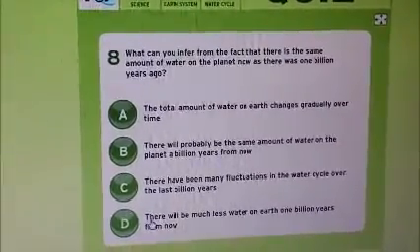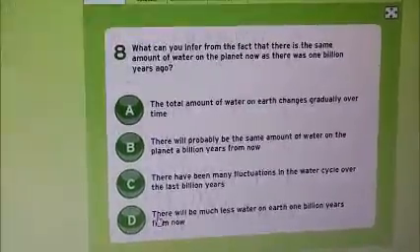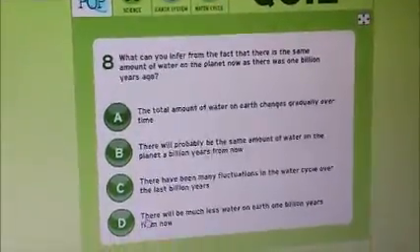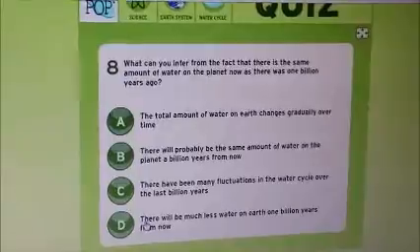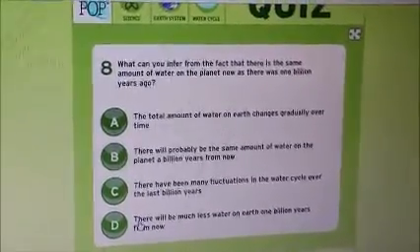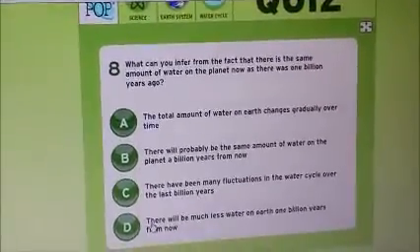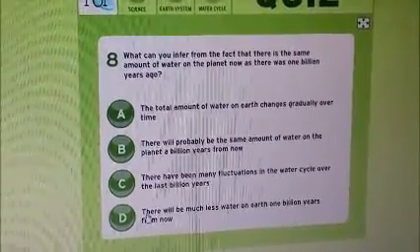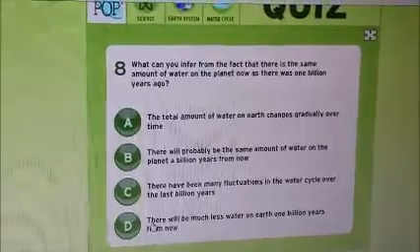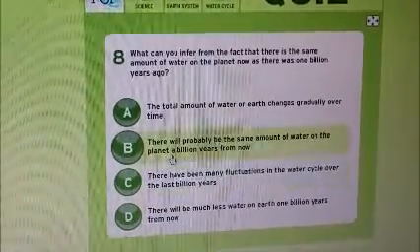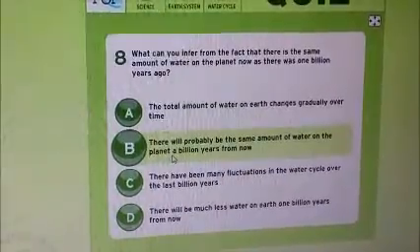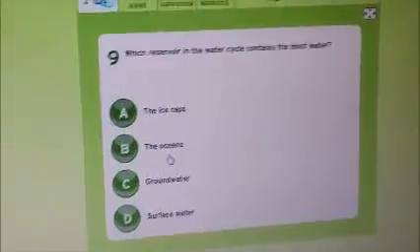Okay. All right, what can you infer from the fact that there is the same amount of water on the planet as there was 1 billion years ago? Is it A, the total amount of water on Earth changes over time, or B, there will probably be the same amount of water on the planet in 1 billion years from now? B, because the water is constantly cycling. Good job. All right, 2 more.